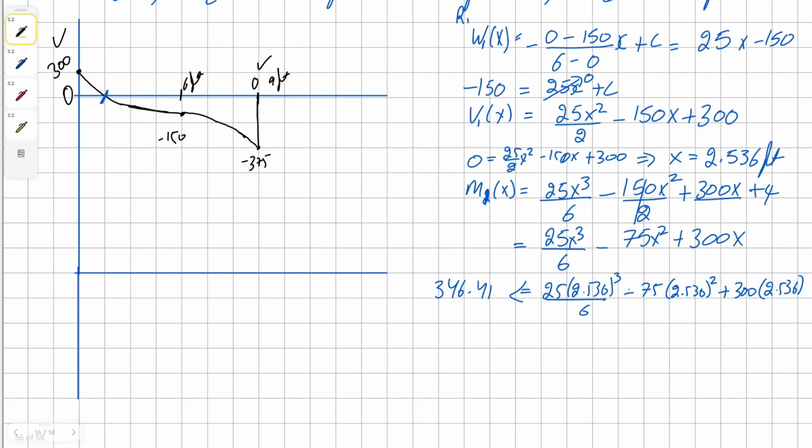So our moment is going to begin at 0, and then at this intersection point, we're going to go all the way to the 346.41 mark, and this curve is going to be third order because third is in line after the second, and this curve is going to be concaving downwards.